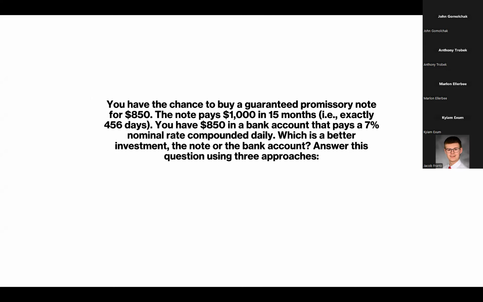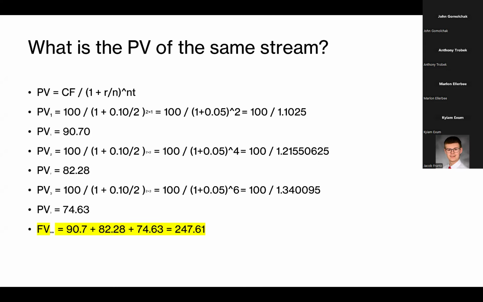Hey, Marlon. Yes. I just have one question. Go back to that screen. Yeah, and you're right with everything, but I just want to point out, why is year one 90.7 as opposed to 100?